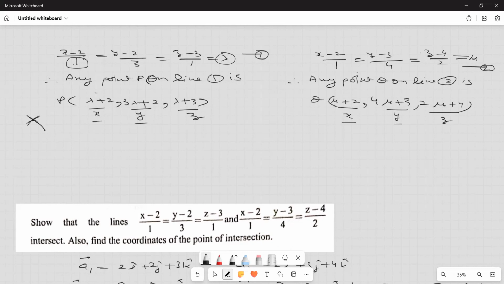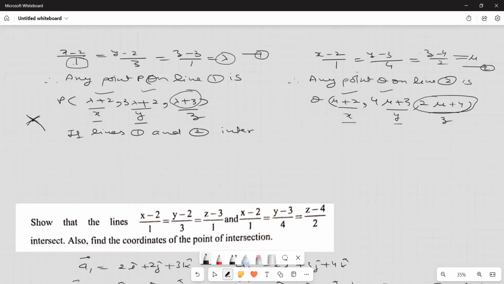So this x coordinate of this and y coordinate of this should be equal, and we will solve it for lambda and mu, right? And this value of lambda mu, if I put in the third coordinate and it is coming same, means lines are intersecting. So let us solve. If lines 1 and 2 intersect, then point P and Q should be same.